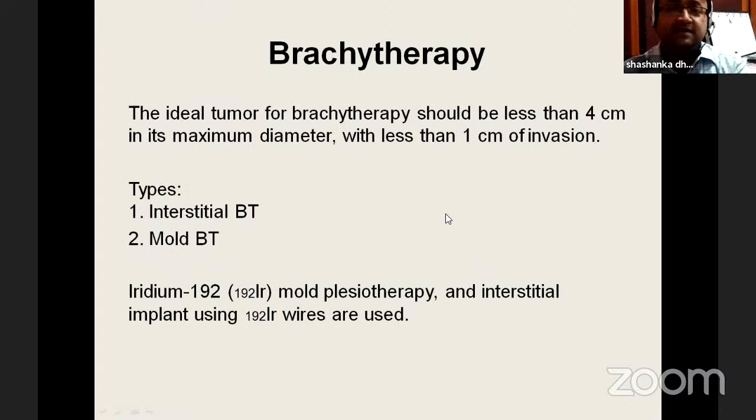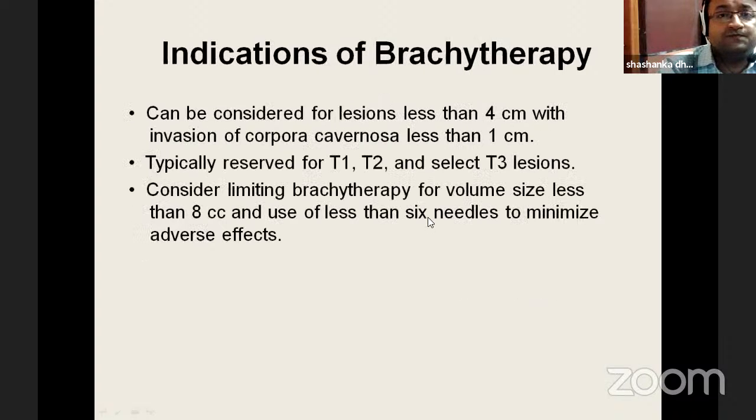Brachytherapy: the ideal tumor for a brachytherapy should be less than 4 centimeters and less than 1 centimeter of invasion. It can be an interstitial brachytherapy or a mold-based brachytherapy, a mold plesiotherapy as it's called. An iridium mold or an interstitial implant with wires may be used for brachytherapy. Indications: lesions again less than 4 centimeters with invasion of corpora less than 1 centimeter, typically for the T1 and T2 tumors, and volume size less than 8 cc and use of less than 6 needles.